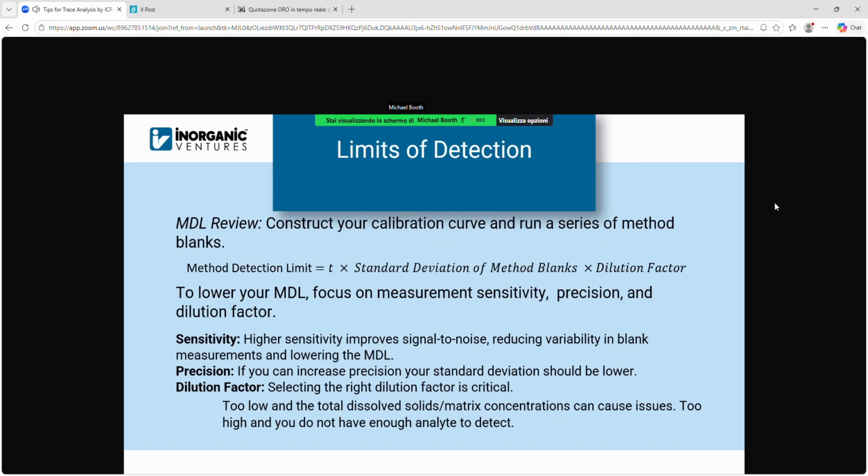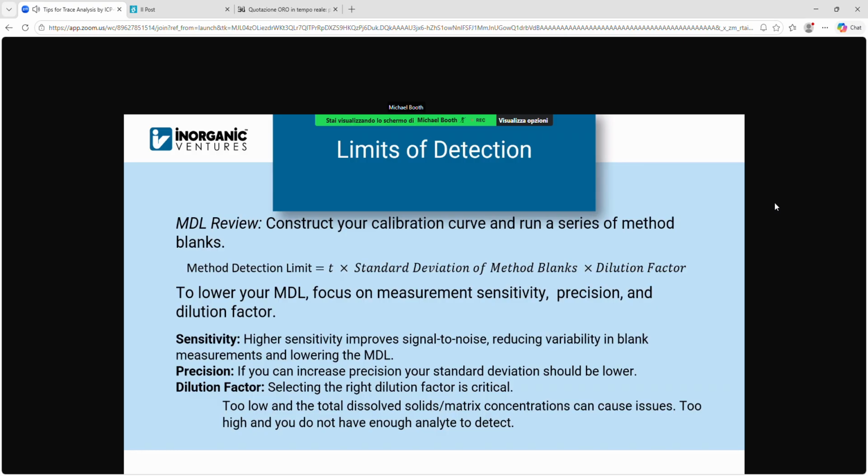All right. So limits of detection is another big issue that we talk about as well. So just keep in mind that anytime you're measuring near your limit of detection, expect to have not as good accuracy, not as good precision, because you're measuring near where it's just really difficult to tell the difference between if there's something in your sample or not.